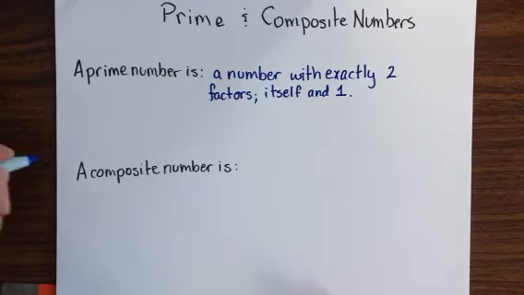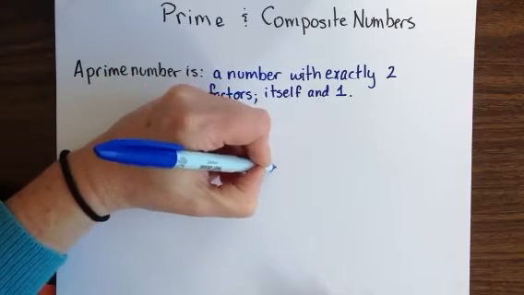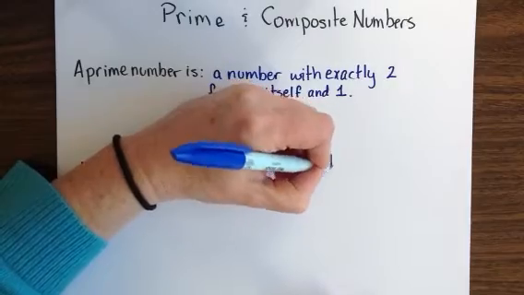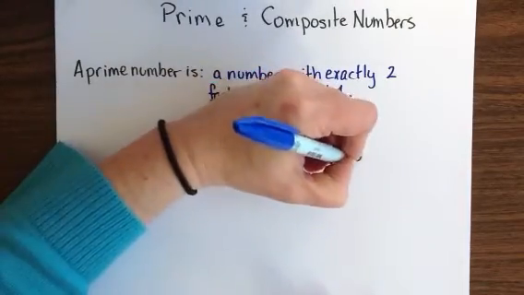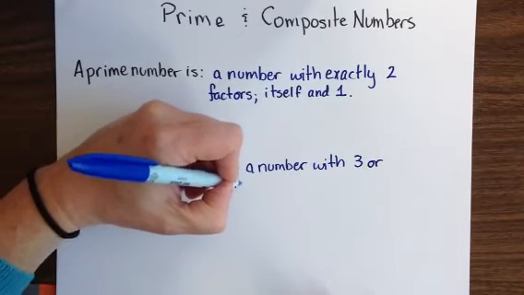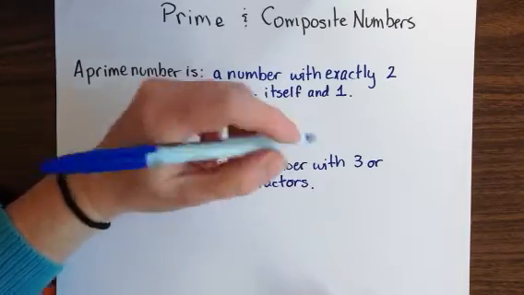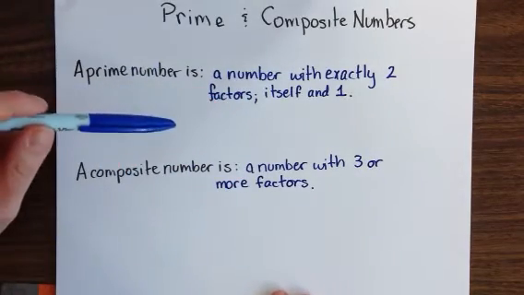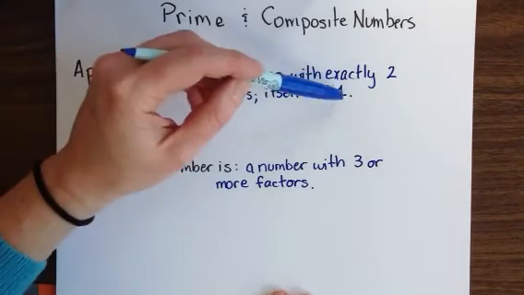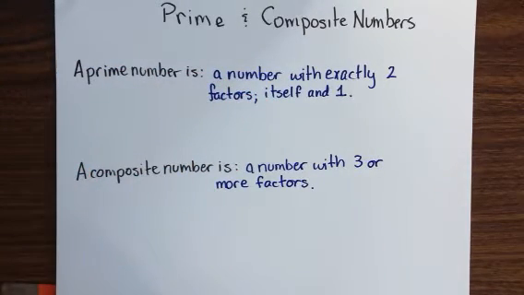And composite numbers are numbers that have 3 or more factors. And if you wanted to, you could further define that to say that the composite number is going to have itself and 1 as 2 of its factors, and then it has to have at least one other factor.